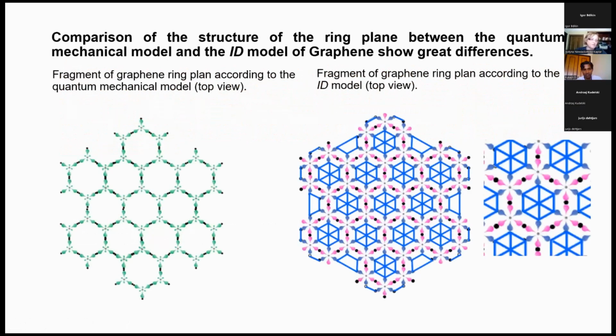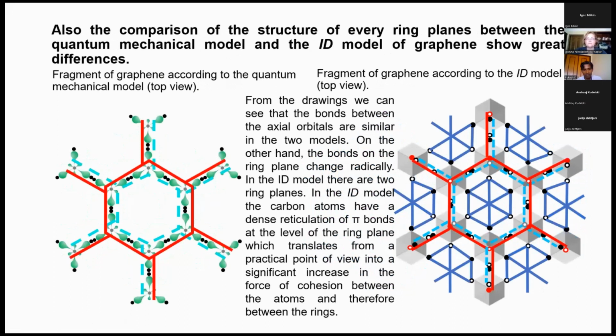This is a comparison of the structure of the ring plane between the quantum mechanical model and the ID model. This shows great differences. Also, every ring plane between both models shows great differences. From the drawings, we can see that the bonds between the axial orbitals are similar in the two models. On the other hand, the bonds of the ring plane change radically. In the ID model, there are two ring planes, and carbon atoms have a dense reticulation of pi bonds at the level of the ring plane, which translates from a practical point of view into a significant increase in the force of cohesion between the atoms.